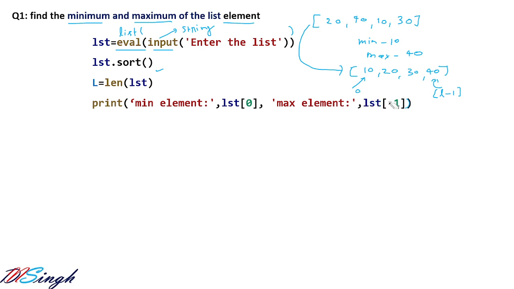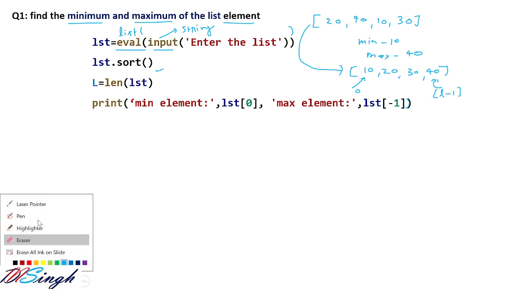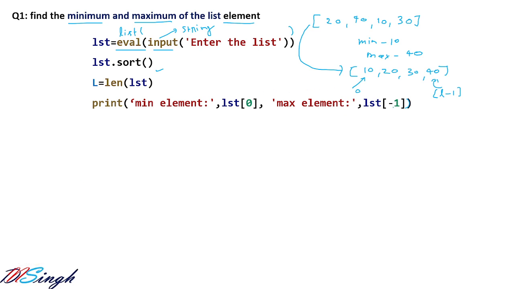Let me erase this part. In this way, we will get the minimum and maximum element from the list. I hope you people will get it. What can I write here? We can also write L minus 1, that is the last index of a list. L minus 1.